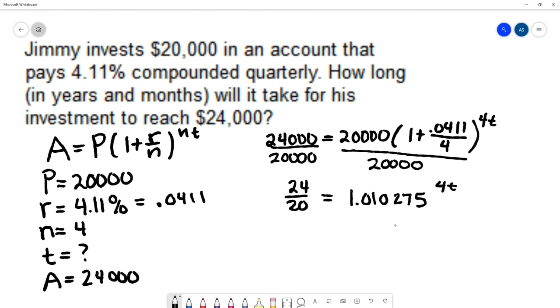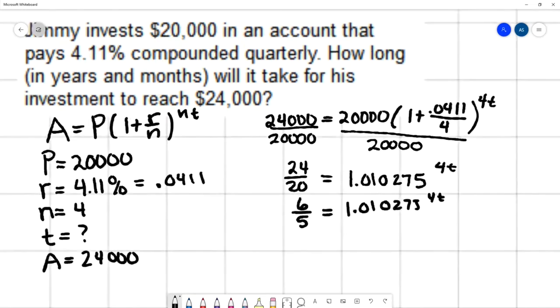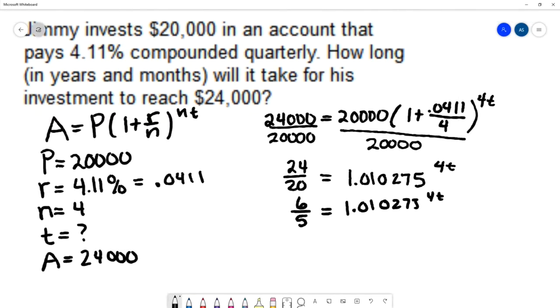We could reduce this 24 over 20 even more. 4 goes into 24 6 times, 4 goes into 20 5 times. So we have 6/5 equals 1.010275 to the 4t. We're going to solve this by taking the natural log of both sides. Natural log on the left, that's natural log of 6/5. Natural log on the right.